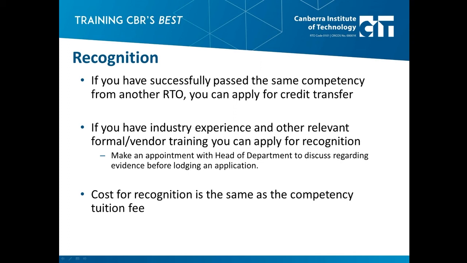If you have industry experience or any other relevant training, such as vendor training, you can apply for recognition of prior learning. Applying for recognition of prior learning will cost you the same as if you were enrolling in the class. When you apply for recognition of prior learning, make sure that you make an appointment with a head of department to discuss lodging evidence before you make your application.